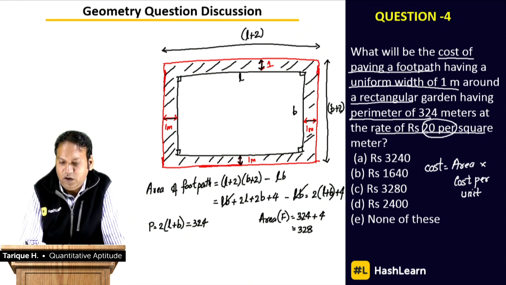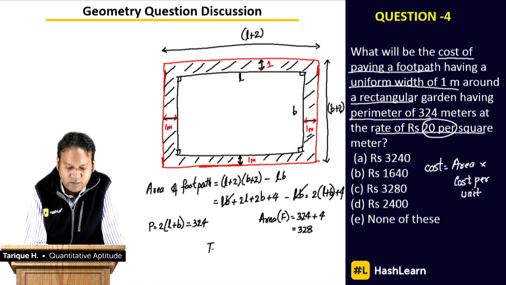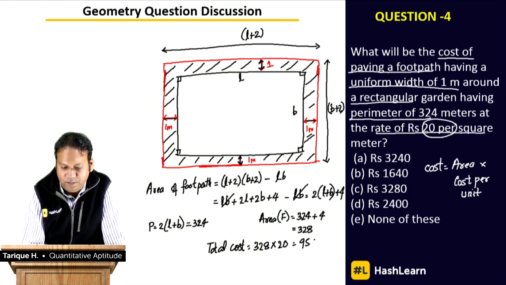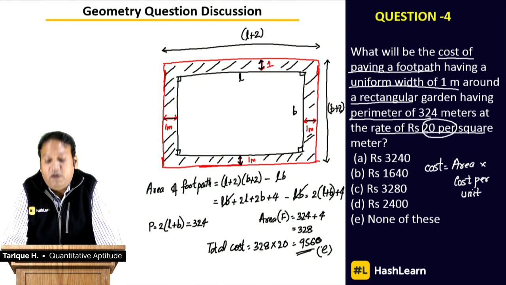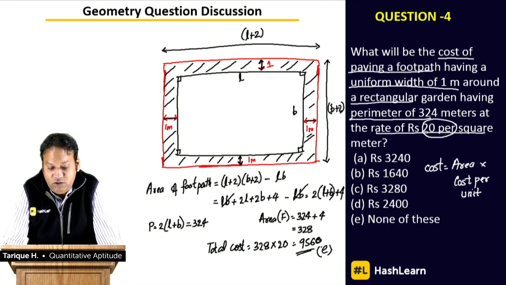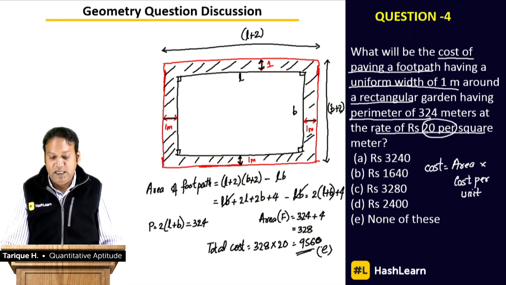And we know that the cost is 20. So total cost is equal to 328 into 20, which will be equal to 9560. And that we don't see in the answer options. So the correct answer will be E. We see a 3280, but the cost of paving the footpath is 20 per square meter, so we have to multiply the area of the footpath, 328, into 20, which is 9560. The correct answer will be answer option E, none of these.